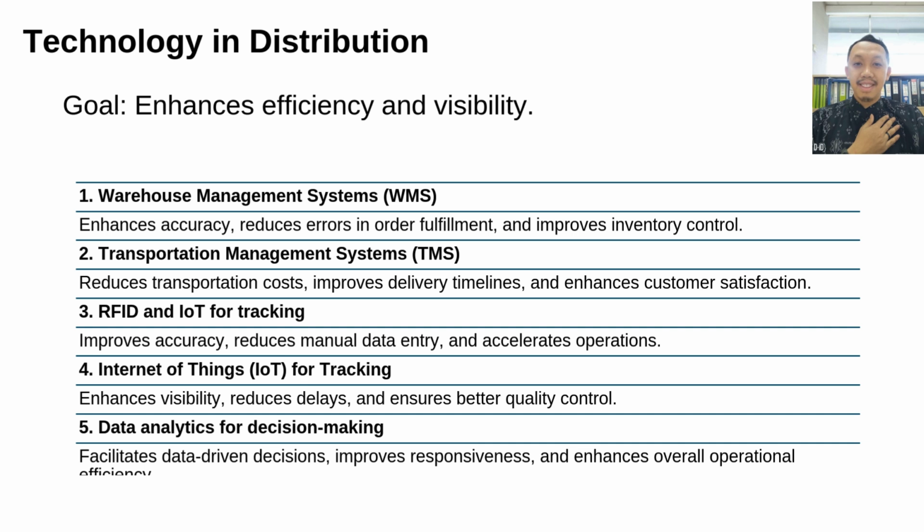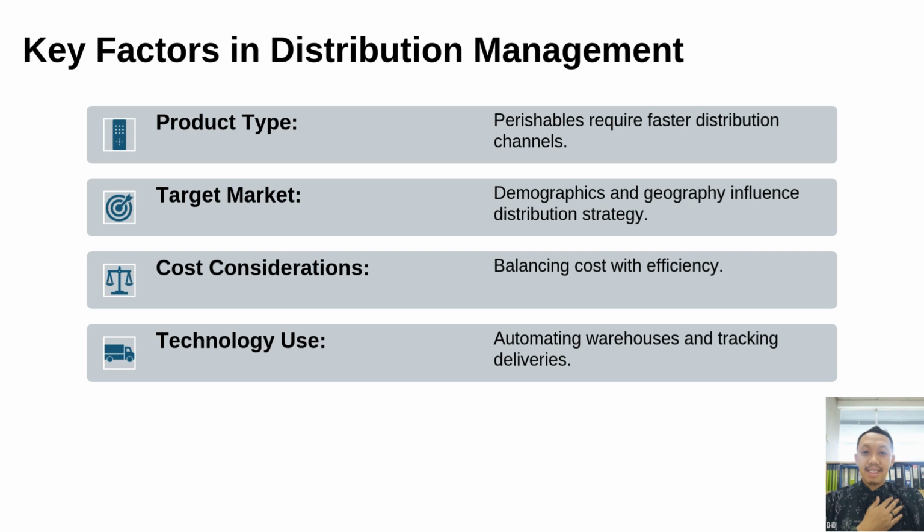5. Data analytics for decision-making. Data analytics involves using historical and real-time data to derive actionable insights. Benefits are that it facilitates data-driven decisions, improves responsiveness, and enhances overall operational efficiency. Key factors in distribution management. First, product type. Different products require tailored distribution strategies. For example, perishable goods, e.g., food, flowers, demand cold chain logistics, while heavy machinery may need specialized transport and handling.